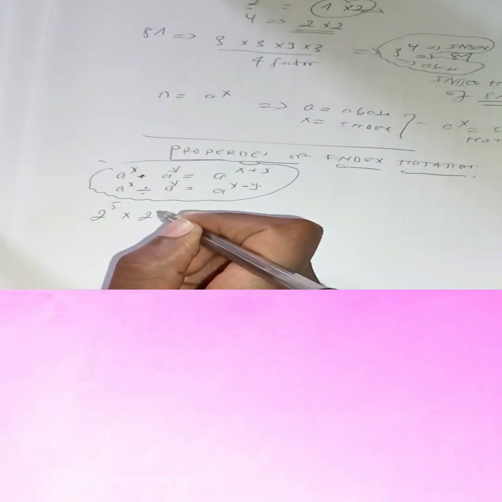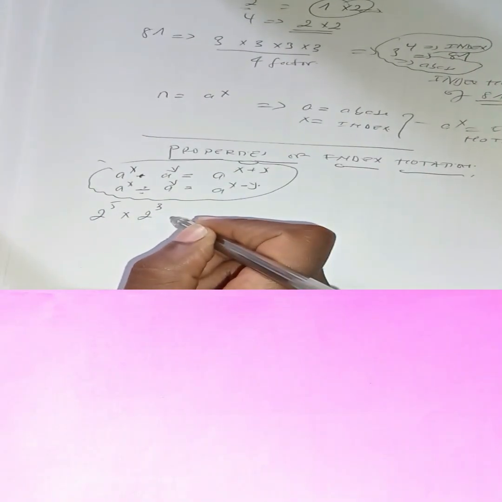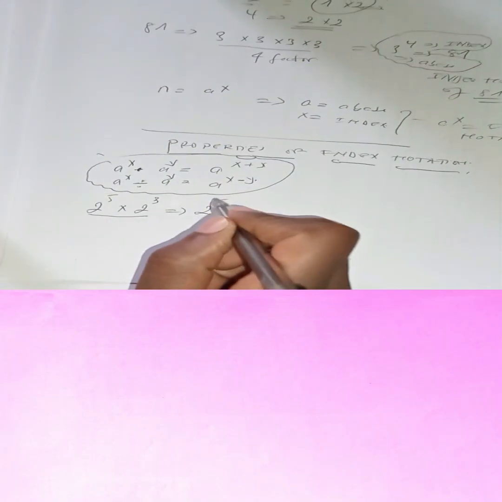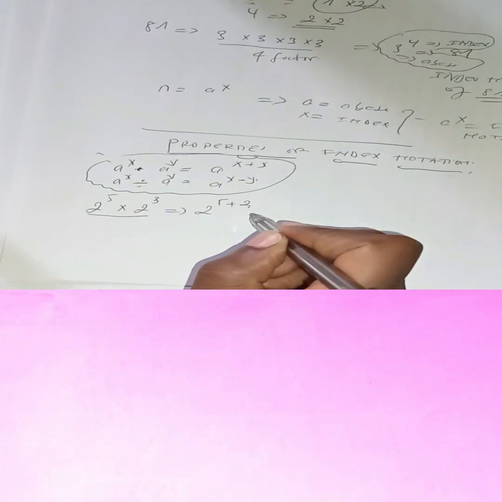So that is the most important. For example, let's take 2 power 5 times 2 power 3. We know that we have the same base. When you have the same base, we take our base, then power first index plus second index, which will give 2 power 8.